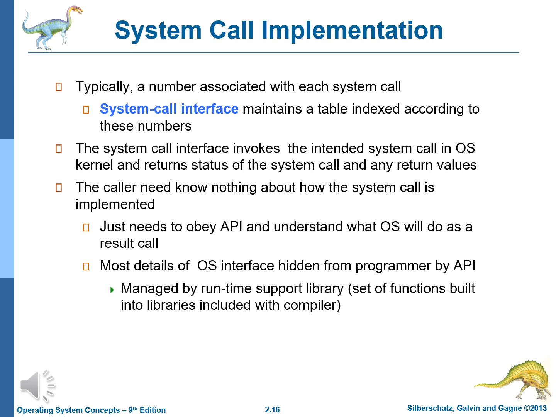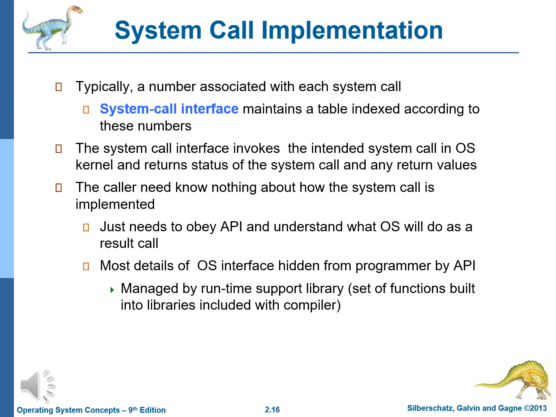For most programming languages, the runtime support system, a set of functions built into libraries included with the compiler, provides a system call interface that serves as the link to system calls made available by the operating system. The system call interface intercepts function calls in the API and invokes the necessary system calls within the operating system. Typically, a number is associated with each system call, and the system call interface maintains a table indexed according to these numbers. The system call interface then invokes the intended system call in the operating system kernel and returns the status of the system call and any return values.